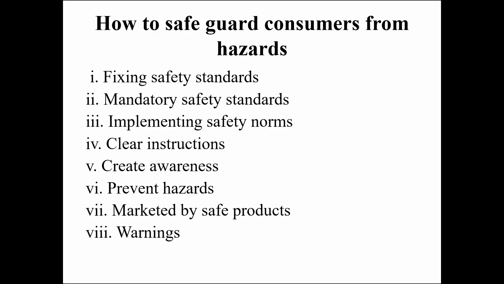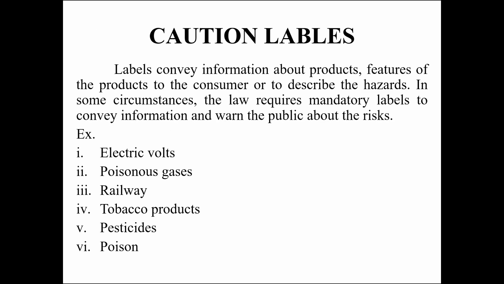Information on safety standards, mandatory warnings against possible misuses, and clear instructions for proper use of a product are to be provided to consumers while buying. Product suppliers and manufacturers also have an obligation to help ensure that only safe products are marketed. Consumers should also have access to warnings on safety hazards in the products and services they buy. They should have awareness, at least of safety parameters. Next, caution labels. Labels convey information about products and their features to the consumer or describe the hazards. In some circumstances, a law requires mandatory labels to convey information and warn the public about the risks. Some of the labels are electric voltage warnings, warnings about flammable and poisonous gases, railway level crossings, tobacco products, pesticides, etc.